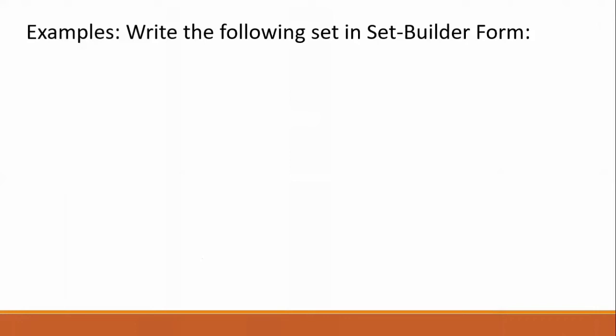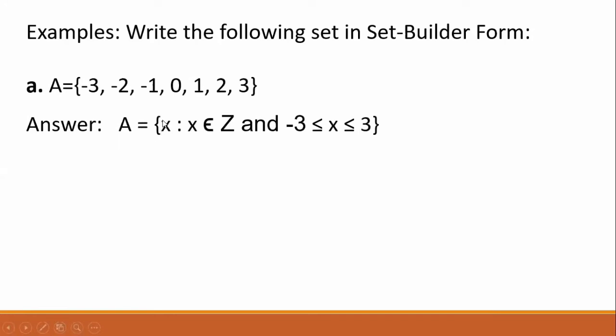We have here another example. Write the following set in set builder form. How can you write that using set builder form? That's right. Now, our A is equal to the set of x such that x is an element of Z. Why is it Z? Because the numbers given include negative and positive integers. And x is greater than or equal to -3, but less than or equal to +3. Okay, so that is now our answer for letter A.